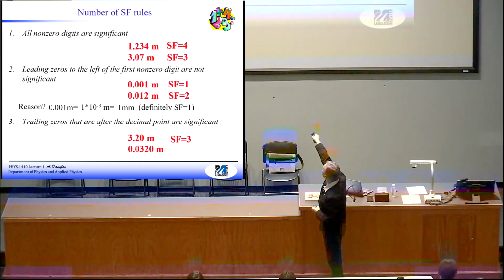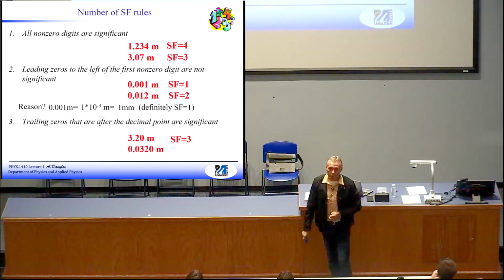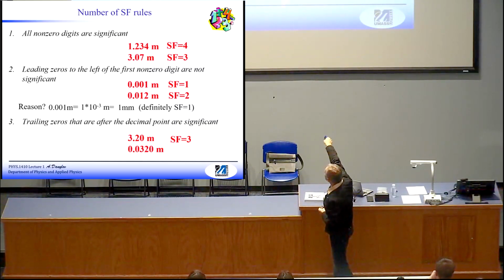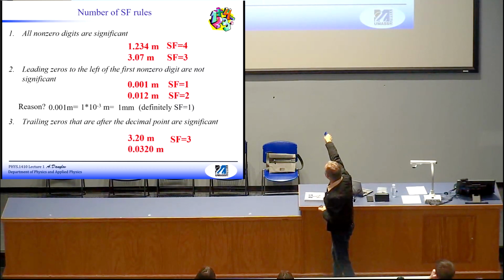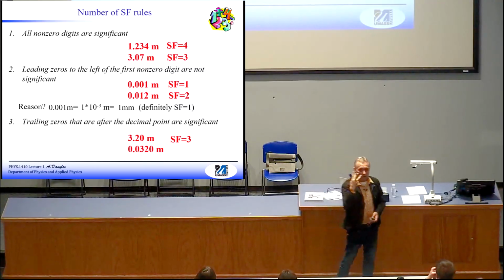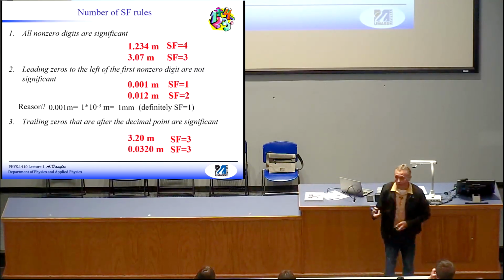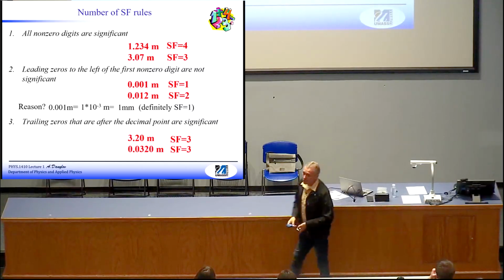We have 2 leading zeros from rule number 2, so we are not counting those zeros. And we have 1 trailing zero. According to rule number 3, this zero is counted. So we have 2 accurately known plus 1 uncertain. We have 3 sig figs. Right? So it's rule number 3.